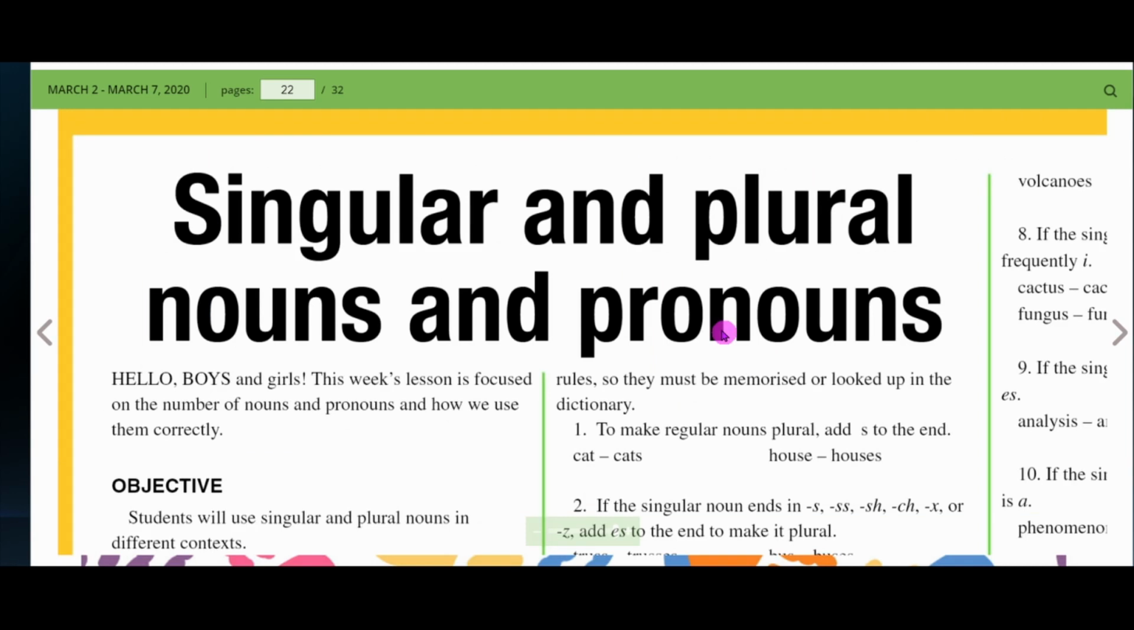In this episode, we looked at singular and plural nouns and pronouns. We also looked at rules which were regular and irregular. Take the time, study these rules so that you can apply them as needed.